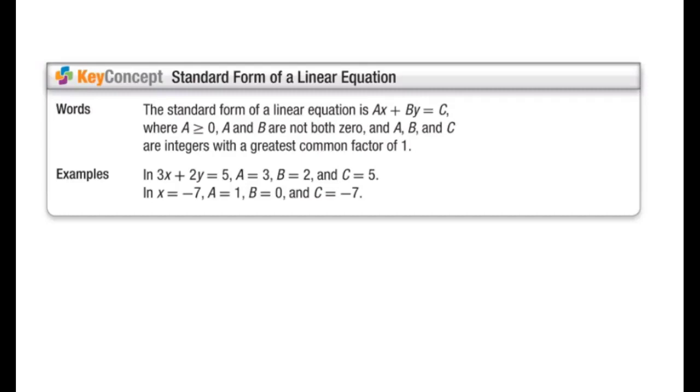Okay, we are looking first here. We're looking at the standard form of a linear equation. That handout I just gave you today should be there, right at the top.